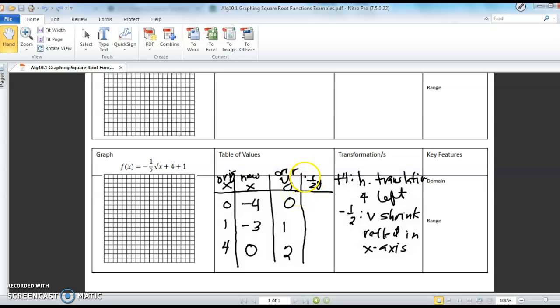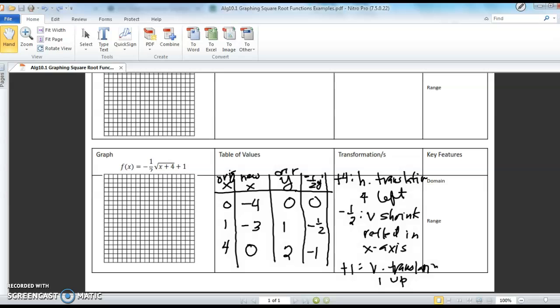Okay, so this is negative. 0 multiplied by negative 1/2 is 0. 1 multiplied by negative 1/2 is negative 1/2. And then 2 multiplied by negative 1/2 is negative 1. Now we have a positive 1 over here. The plus 1 is a vertical translation. It's going to be 1 up. So after we multiply by 1/2, we're going to add 1.